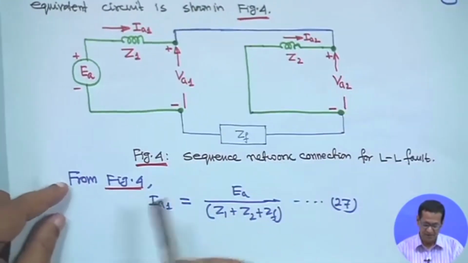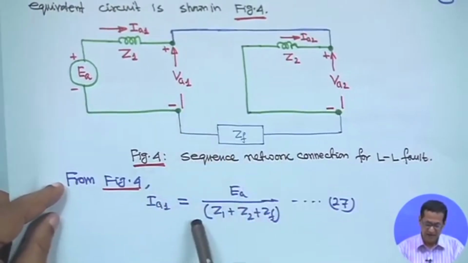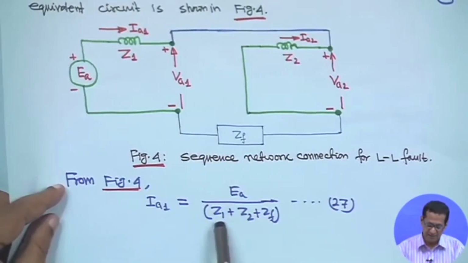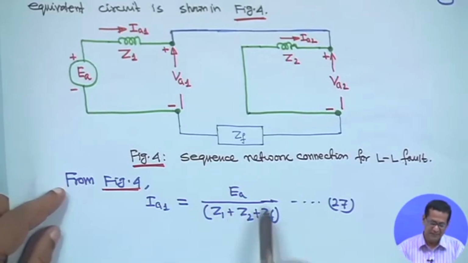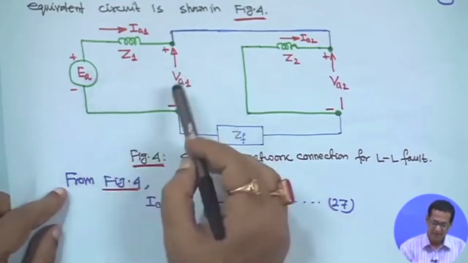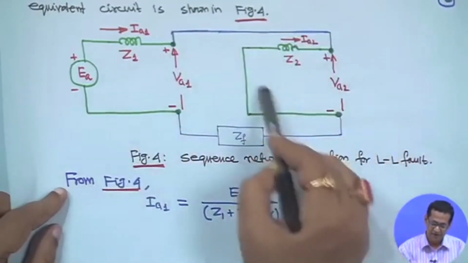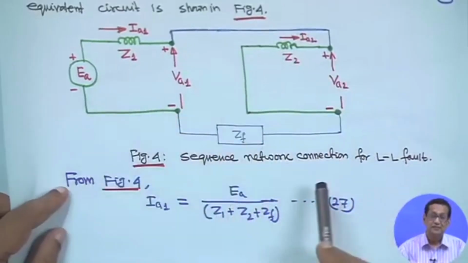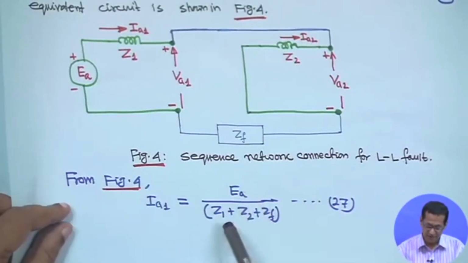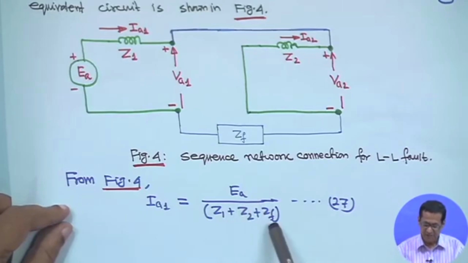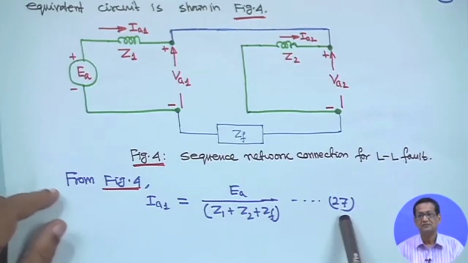Now, from this figure you can write IA1 is equal to EA upon Z1 plus Z2 plus ZF. I mean, if you take this direction and apply your KVL like this, then you will get IA1 is equal to EA upon Z1 plus Z2 plus ZF. So, this is equation 27.